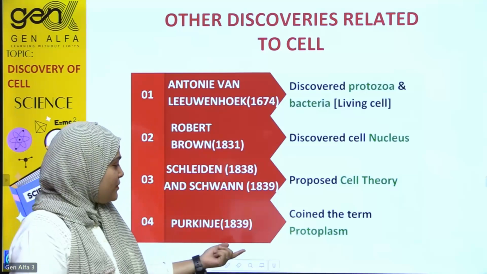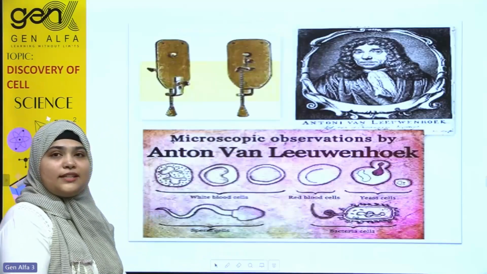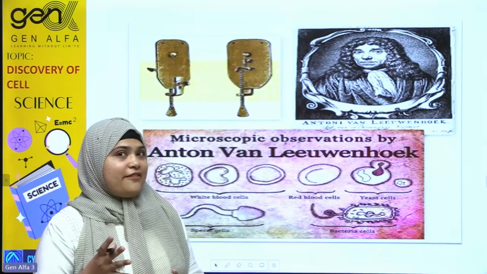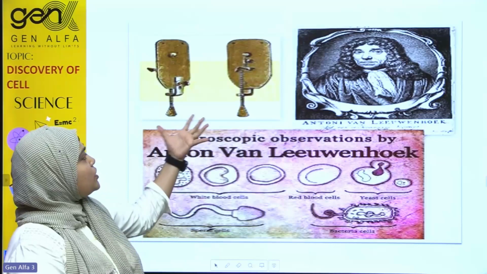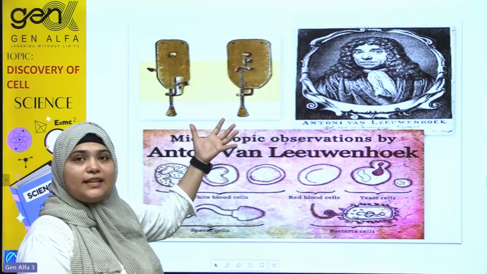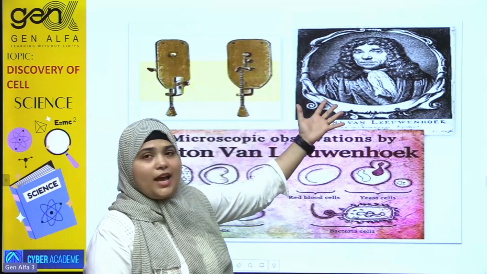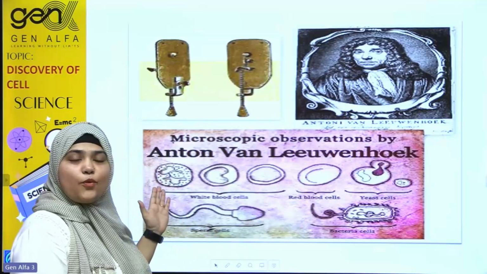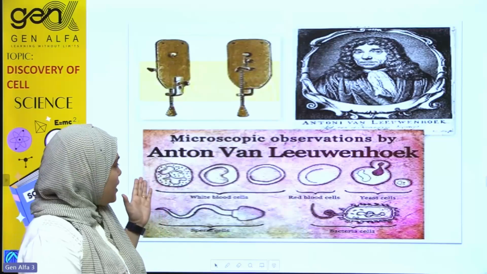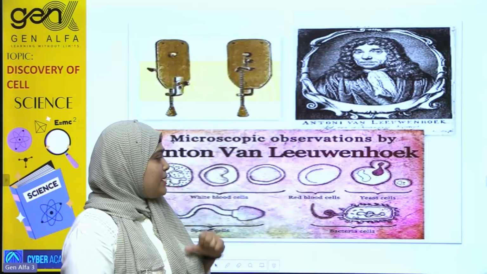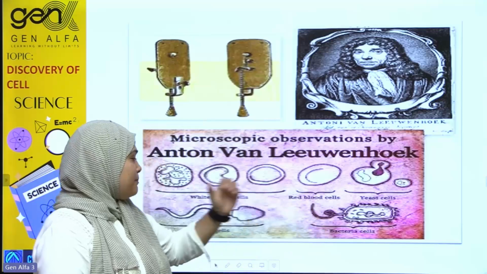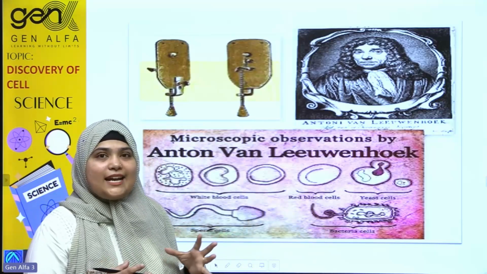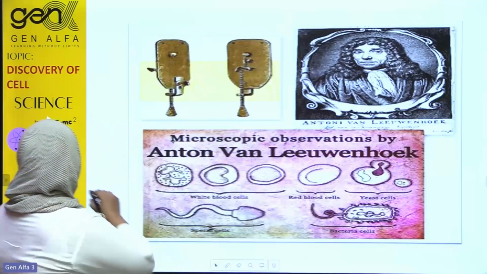Good to go? I just want to show the discovery of Antony von Leeuwenhoek. He was the person who discovered living cells. Okay, so here you see the lens which was made by Antony von Leeuwenhoek. This is the picture of Antony von Leeuwenhoek, and this is the picture of his discovery inside the pond water. It contains white blood cells, red blood cells, and moving particles like bacteria and sperm cells. Just because these particles are moving, he called them animalcules.